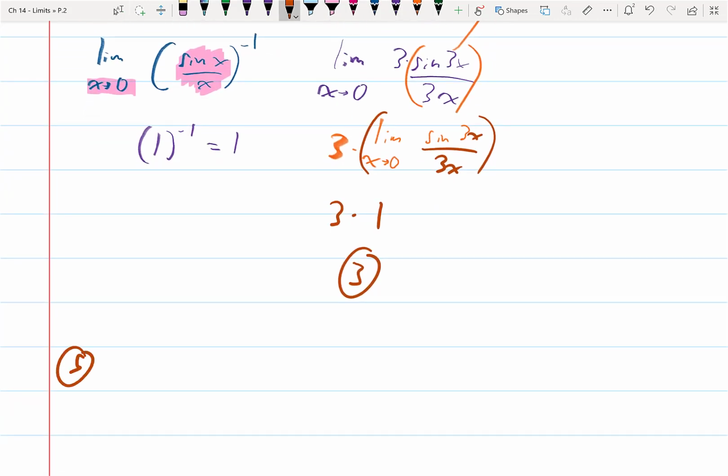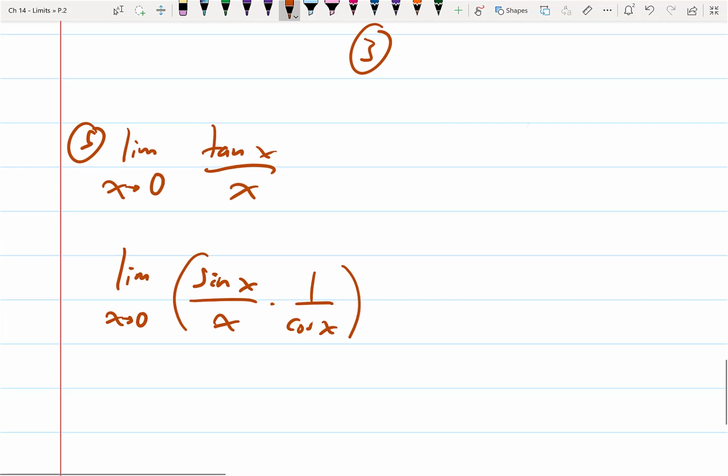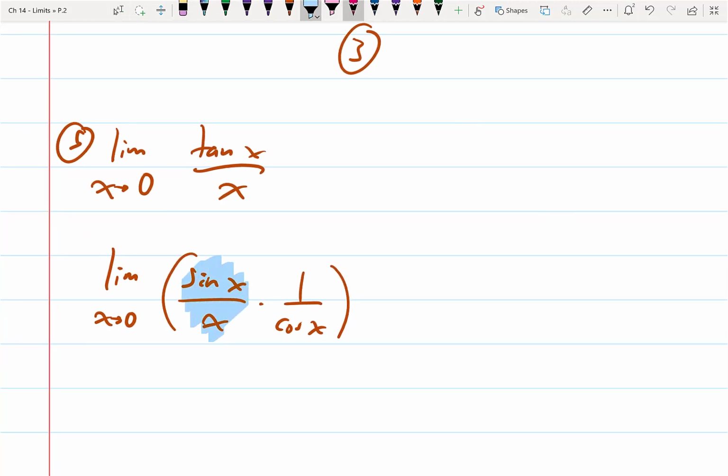Do another. Limit as x approaches 0 of the tangent of x over x. Do you see a sine x over x buried in there? One that you can pull out, because that's your goal. You're trying to find a sine x over x. What is tangent equal to? So if I go sine of x over x times 1 over cosine x, I'm splitting up the tangent into sine over cosine. We're approaching 0. This is 1, times, and always try direct substitution. What is 1 over the cosine of 0? 1.